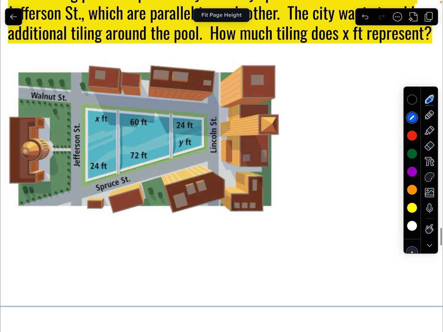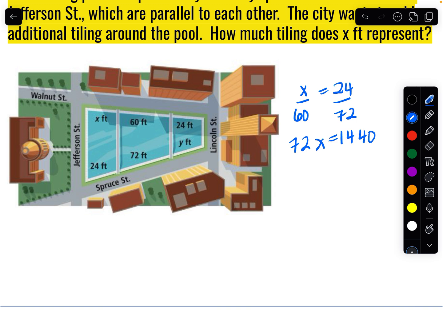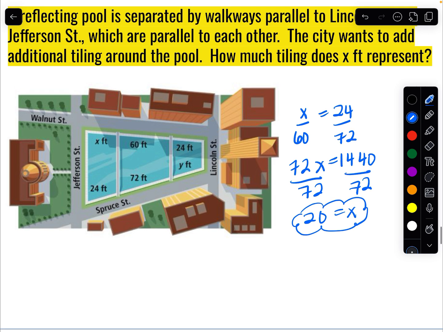Well, looking here, I know that x divided by 60 equals 24 divided by 72. That's what that theorem just told us. So solving this, 72 times x is 72x. 60 times 24 is 1,440. And then dividing both sides by 72, we would get that x is 20. So x represents 20 feet.